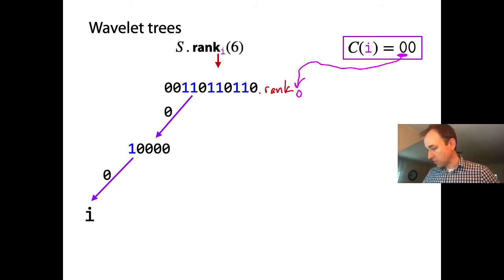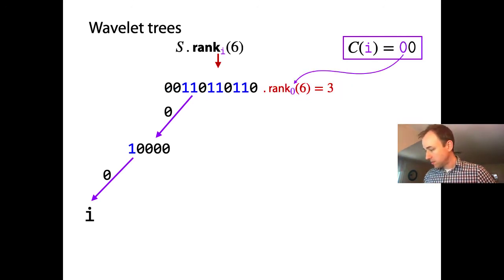Okay, so the rank sub 0 at 6. In other words, how many zeros come prior to position 6? Let me number the positions: 0, 1, 2, 3, 4, 5. Those are the ones I care about. So I'm going to count the zeros: 1, 2, 3. And so the answer to that rank query is 3.